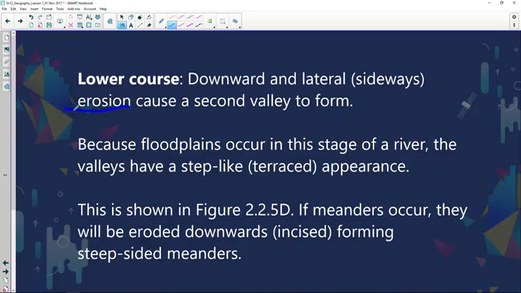Okay, in the lower course, we already discussed it. Now keep in mind, there's usually deposition taking place, but due to the upliftment of land, steeper gradient, and because of the volume of water, there's more erosion taking place and lateral erosion taking place, and that's the reason we can say that a valley is forming inside a valley. Now, in the lower course, we get step terraces that are forming.